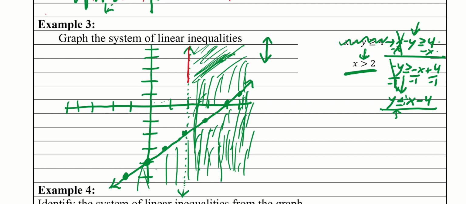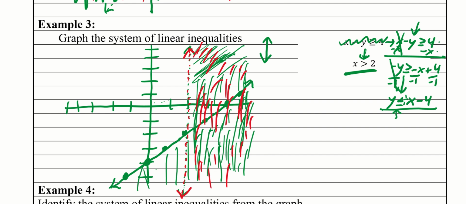Oh, and I need to make this a dashed line as well. So my second line here, x is greater than 2, would look like this. And my shading would be over here, everything to the right of it. Okay, I'm ignoring the first line right now.